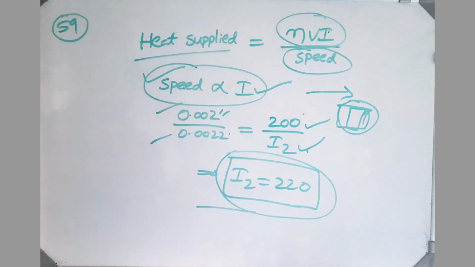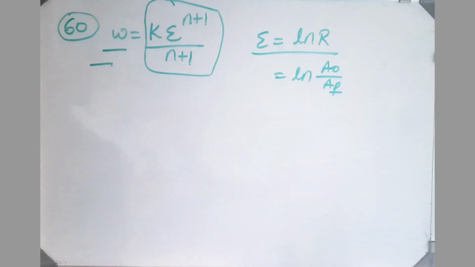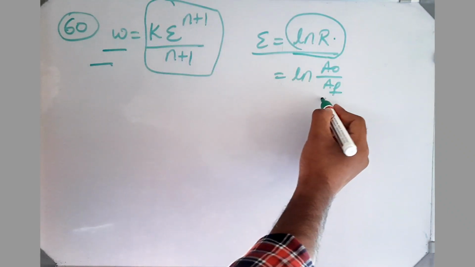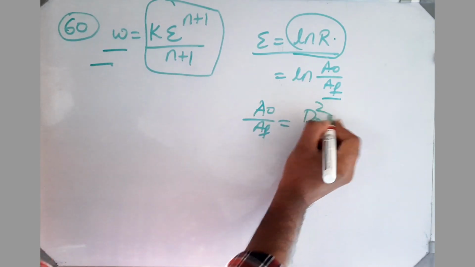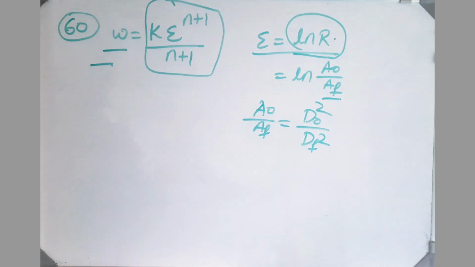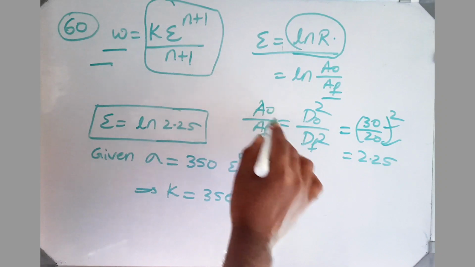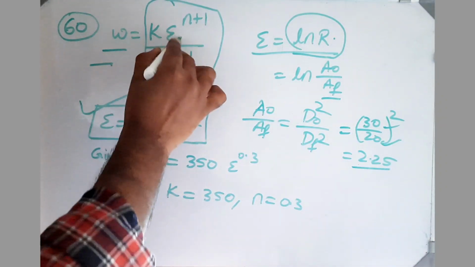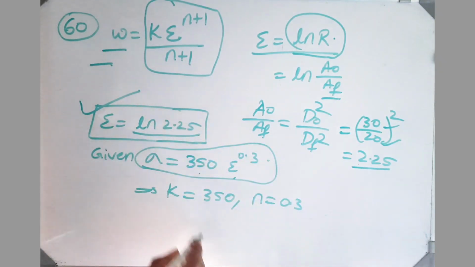Here voltage is constant. Friends, work done in extrusion is given by K epsilon to the power n plus 1 by n plus 1. Here epsilon is ln of R and R is the extrusion ratio. Extrusion ratio is A0 by AF. So let's find A0 by AF, which is nothing but diameter square divided by final diameter square. Friends, diameter is given as initial 30, final 20. So D0 by DF square is 2.25. So our strain epsilon is ln of 2.25. And given this equation, sigma is equal to K epsilon power n, from this we get K is equal to 350, n is equal to 0.3.